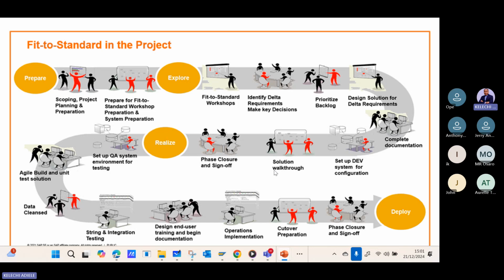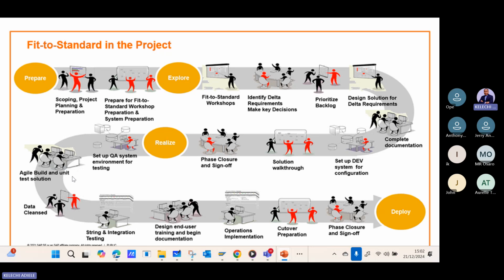Then we have to do a solution walkthrough to show them, okay, we have done some configuration. This is what the system will look like now. We have considered all the gaps that you raised. We have made sure that the current system has dealt with all the gaps, and this is what the system can do for you. Then you have to do a sign off of that phase.